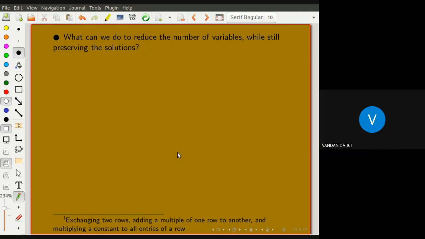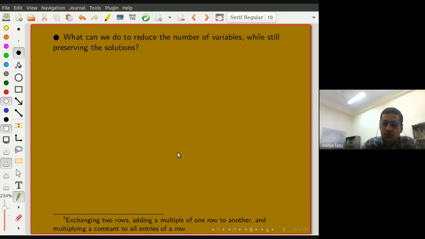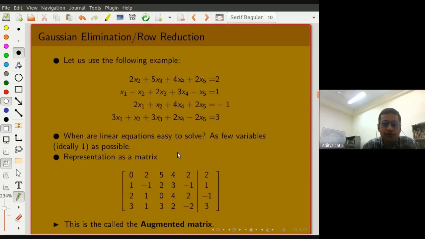We can try to make zeros by adding a linear combination of rows to another row, right? So why can you do that? If you look at this augmented matrix, Vandan is saying you can do a linear combination of rows, right? Are you sure that this is going to preserve the solution set? And maybe somebody else can answer this question.